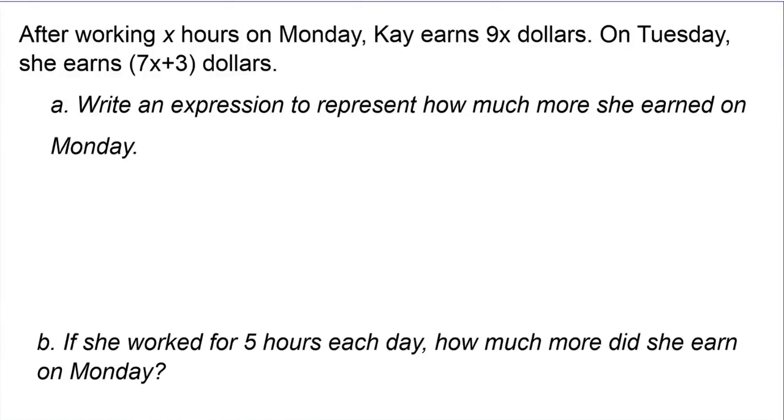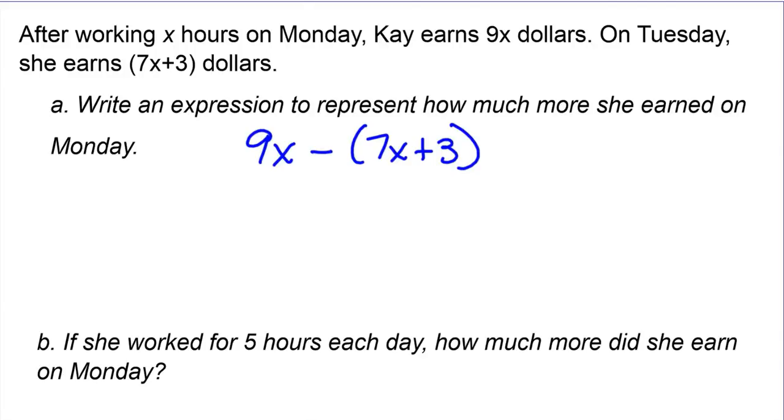Next, after working x hours on Monday, Kay earns 9x dollars. On Tuesday, she earns 7x plus $3. Write an expression to represent how much more she earned on Monday. So she earned more money on Monday, and we want to know how much more. Well, this is indicating subtraction. So I'm going to be subtracting these two terms, what she made on Monday minus what she made on Tuesday, should tell me how much more she earned.